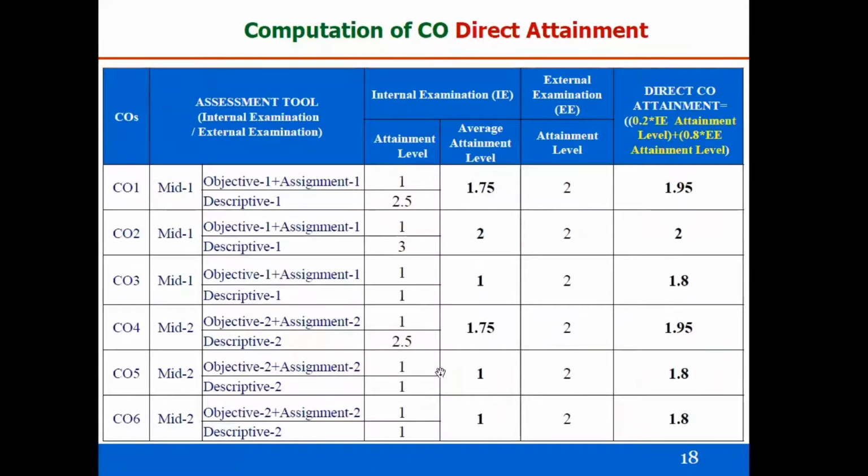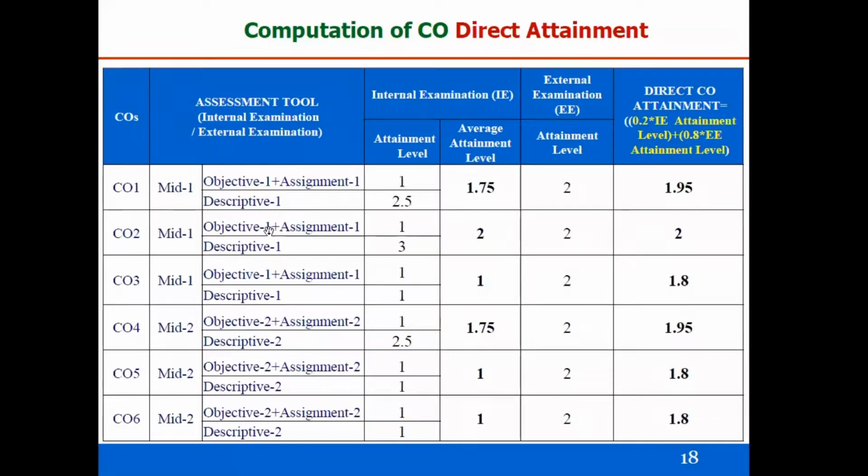Okay, now after listing all these values, CO-wise, whatever components we have, take the average of all the components. So here for CO1 we have two tools: objective 1 plus assignment 1, then descriptive test 1. So total tools are 2. Now you can take the average of these two. The first tool value is 1, then the second tool value is 2.5. Take the average, (1 plus 2.5) by 2. So here you will get the average attainment level as 1.75.